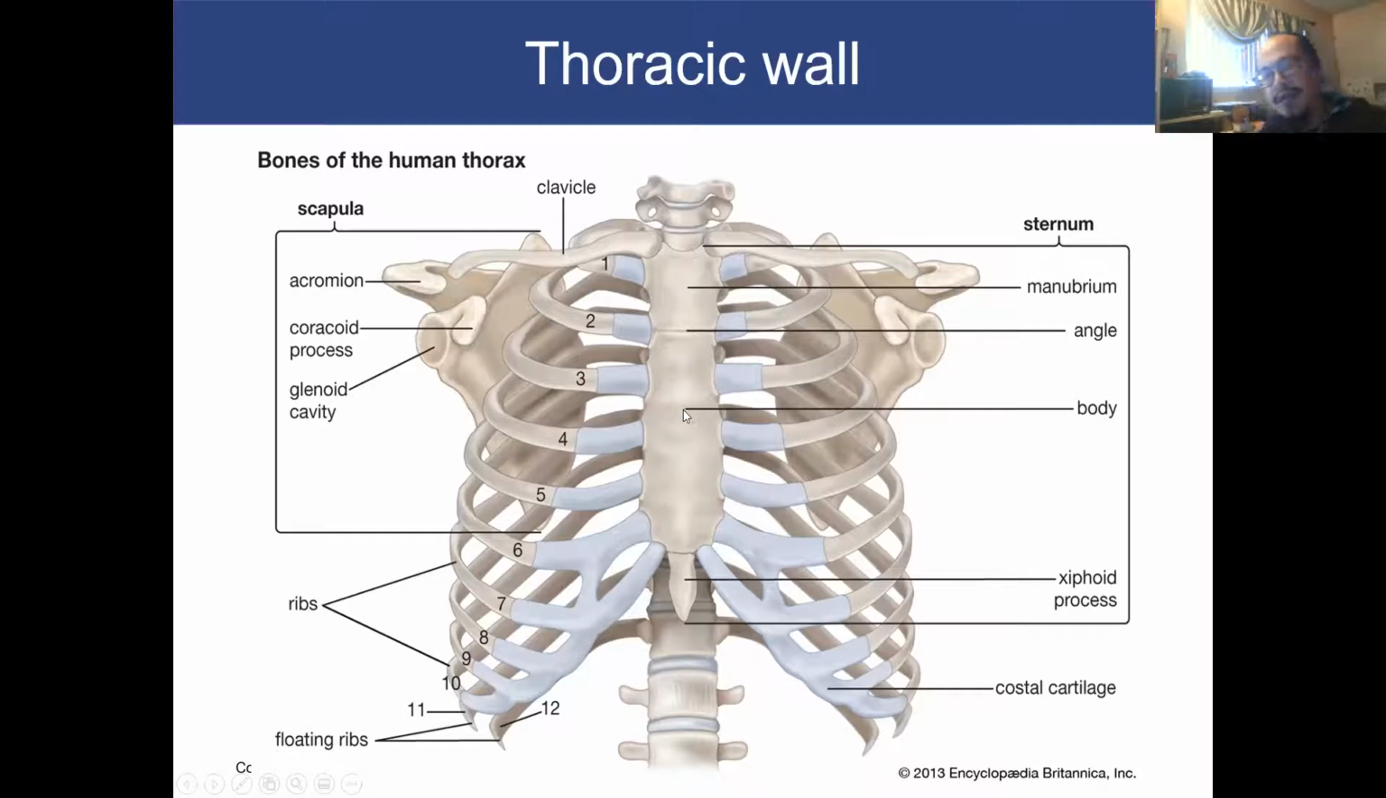In the front, we have the central portion. This is called the sternum. So those are the three major parts of the bone structure of the thoracic wall.